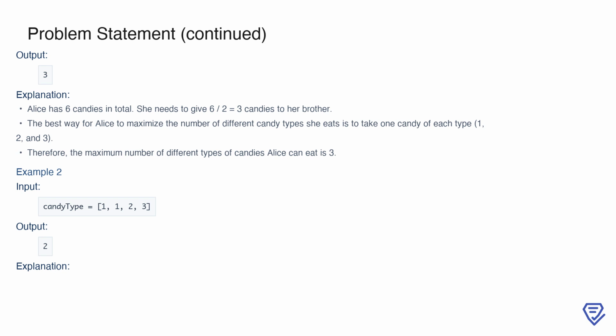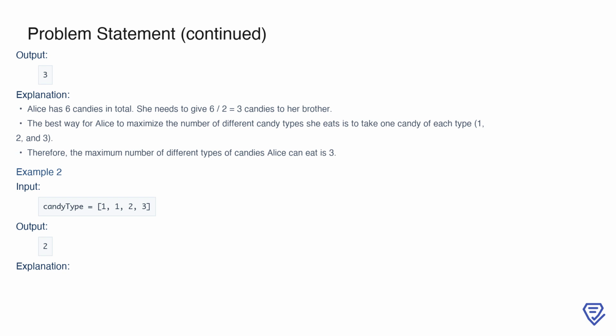Suppose the input array is 1, 1, 2, 2, 3, 3. Here, Alice has 6 candies in total, which means she needs to give half of them, or 3 candies, to her brother. To maximize the number of unique candy types she eats, Alice can choose 1 candy of each type, namely, type 1, type 2, and type 3. This way, she eats 3 candies in total, and all of them are unique. Thus, the output for this example is 3.